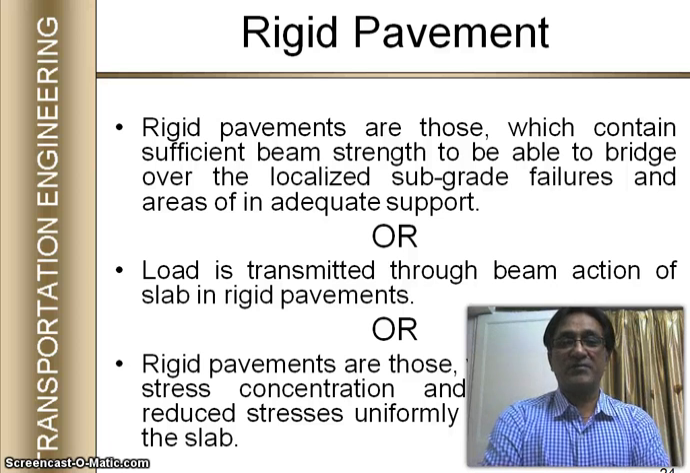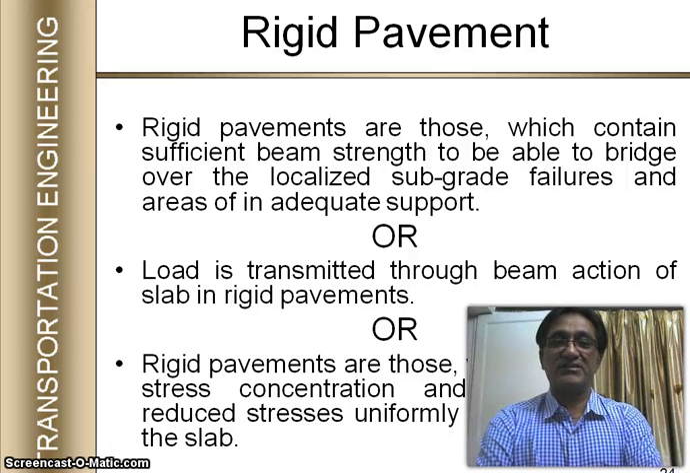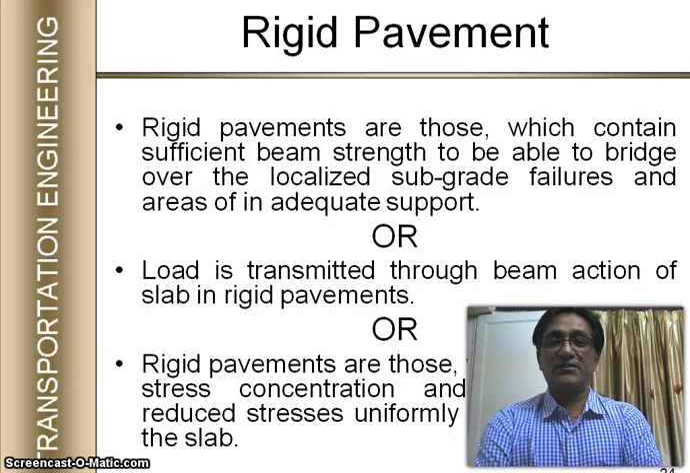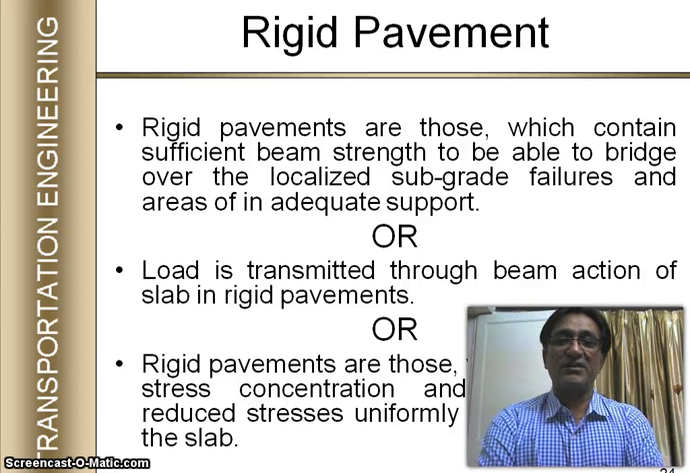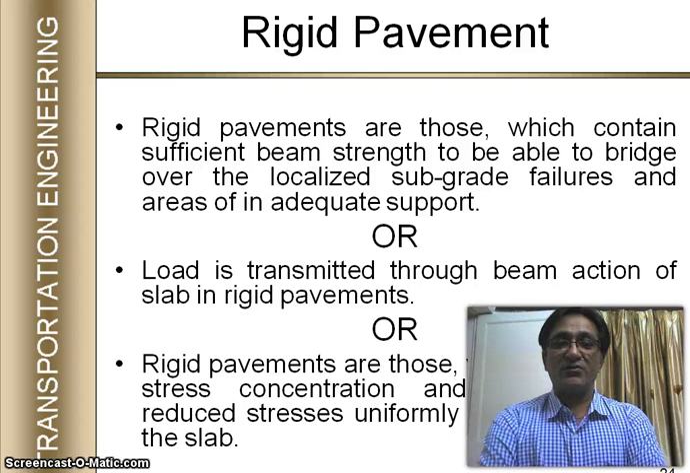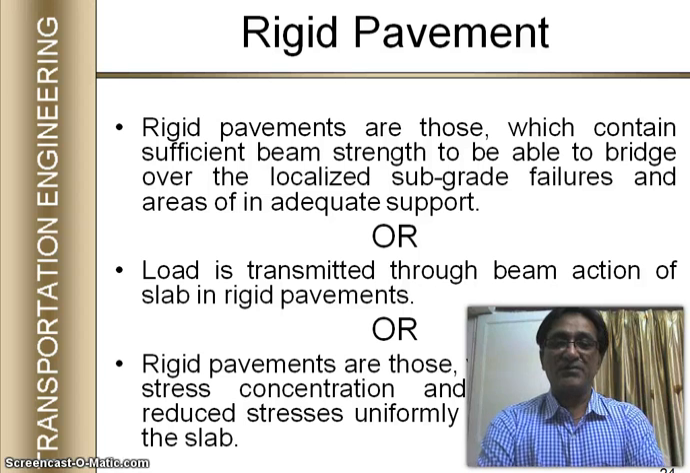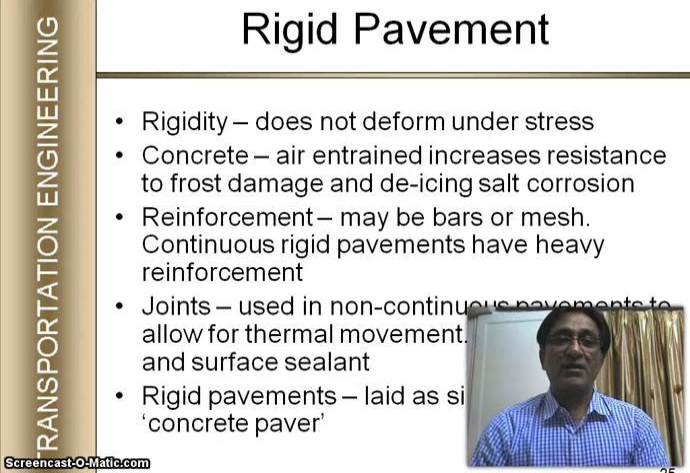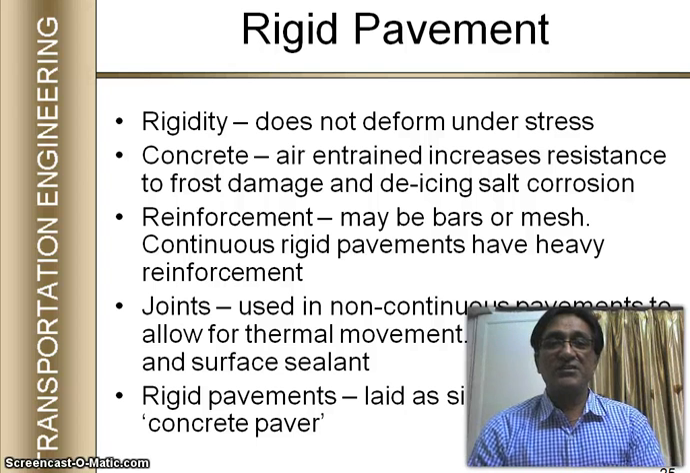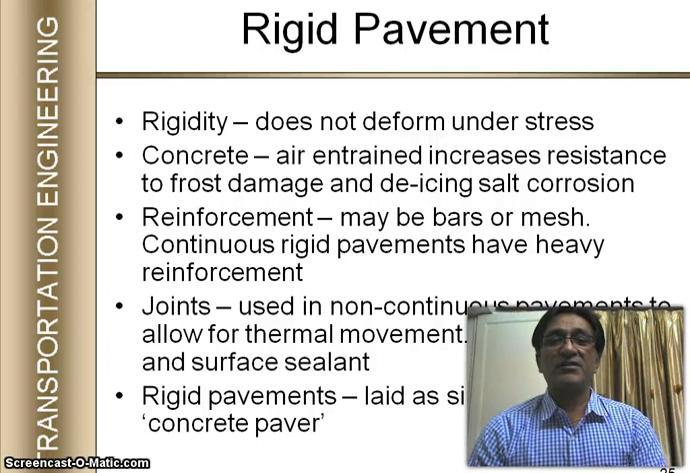Now, what are rigid pavements? Rigid pavements are those which contain sufficient beam strength to be able to bridge over localized subgrade failures and areas of inadequate support. Load is transmitted through beam action of a slab in rigid pavements. Rigid pavements reduce the stress concentration and distribute the reduced stresses uniformly to the area under the slab. Now, rigidity does not deform under stress.